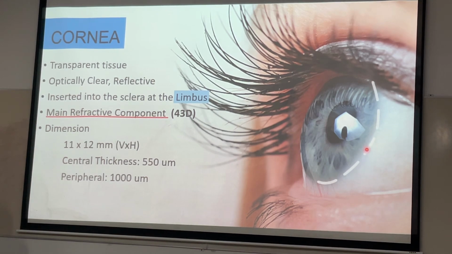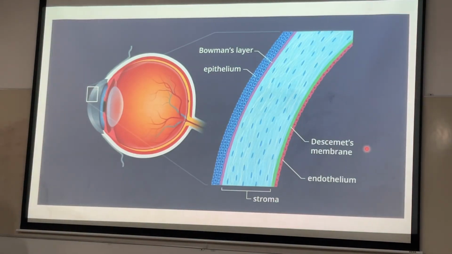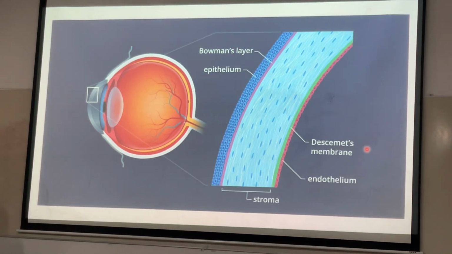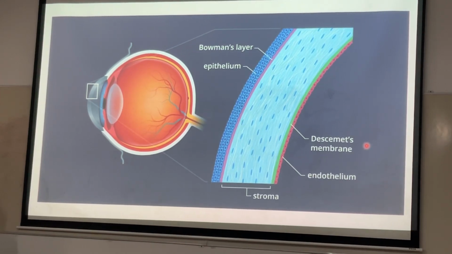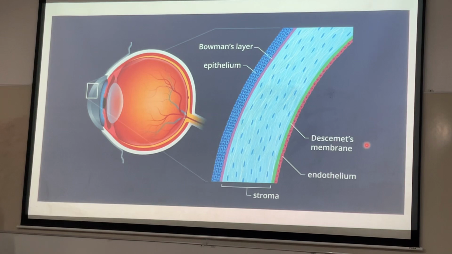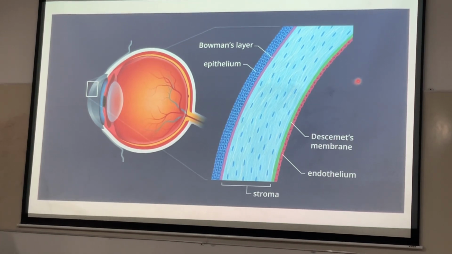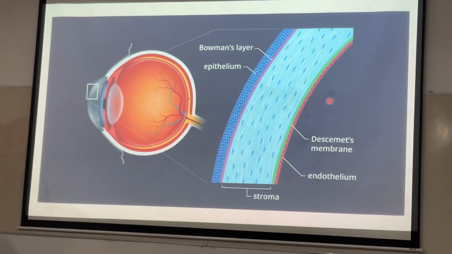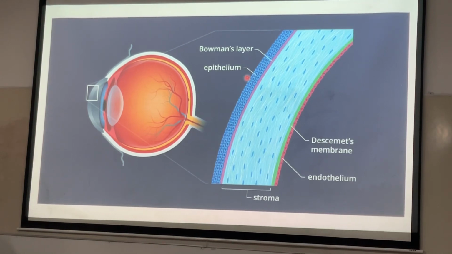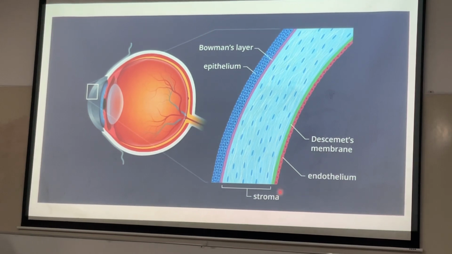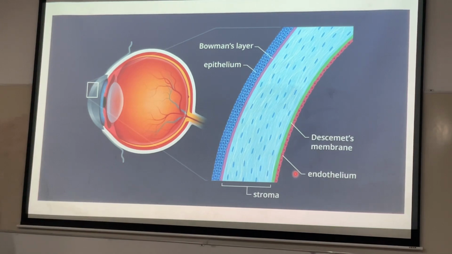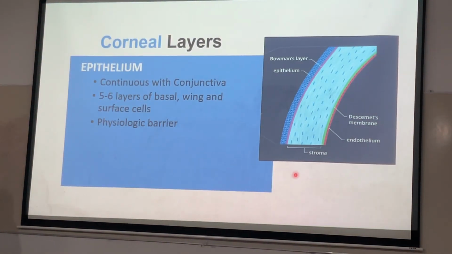Okay, so the cornea is just one structure, but again, so many layers. The cornea has 5 layers from outside going in: your epithelium, your Bowman's layer, the stroma, the Descemet's membrane, and the endothelium. Looking at the cornea, the thickest layer is your stroma, and there is just a single layer of endothelium. So let's go one by one.